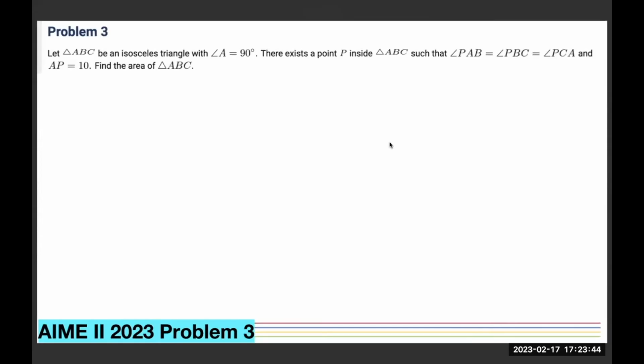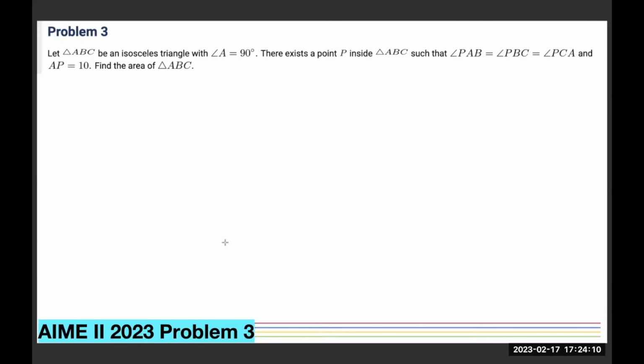Okay, this is the 2023 AIME II problem number 3. Let triangle ABC be an isosceles triangle with angle A being 90 degrees. There exists a point P inside triangle ABC such that angle PAB is equal to angle PBC is equal to angle PCA, and AP is equal to 10. Find the area of triangle ABC.